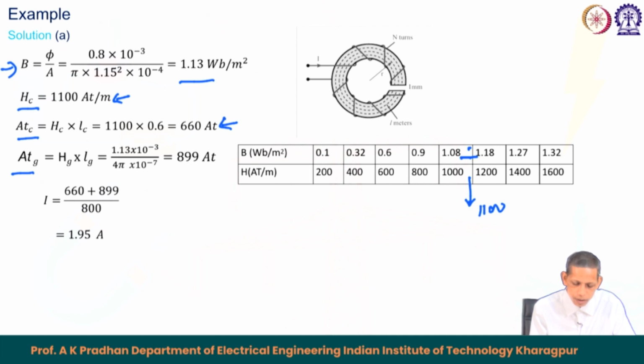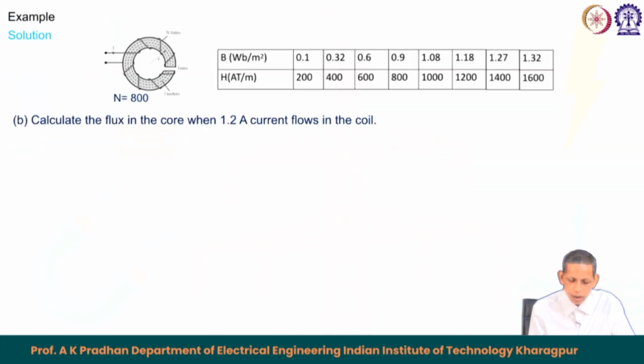So, H into L, the ampere turn drop in the core part, is 660, and the ampere turn for the gap, H g into L g, is 899. The current required becomes 1.95 ampere. So, this we have already seen in the earlier example also. The second part of the question is to calculate the flux in the core when 1.2 ampere current flows in the coil. So, this is something different.